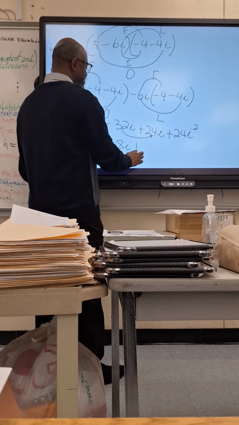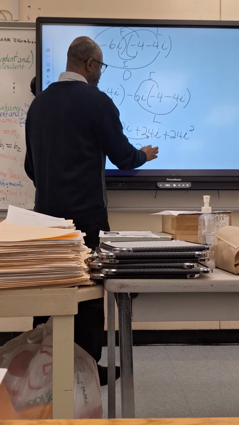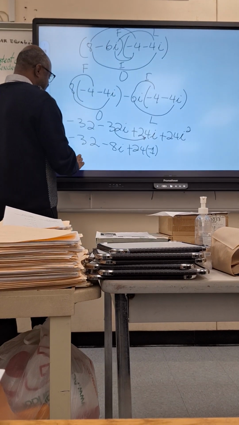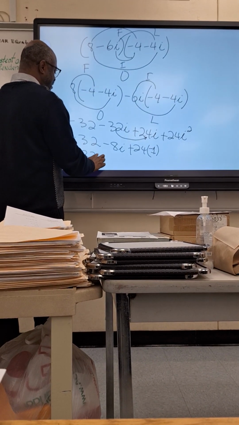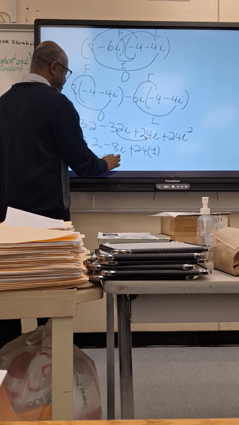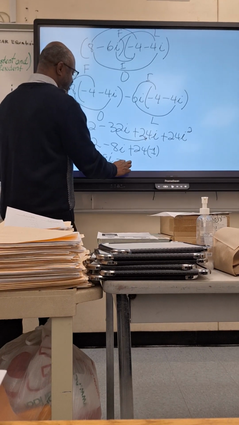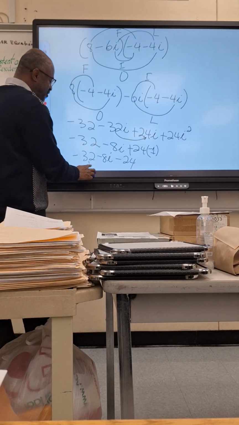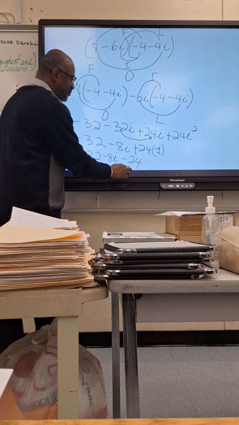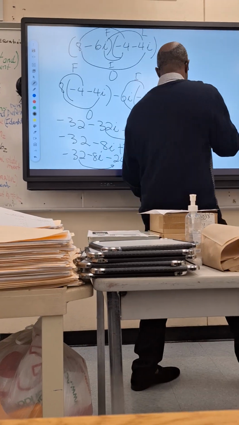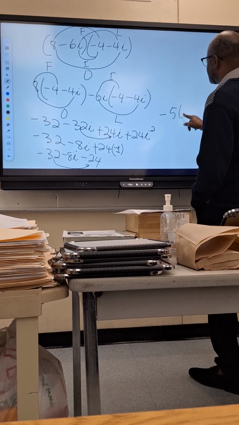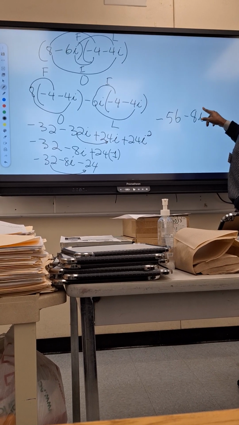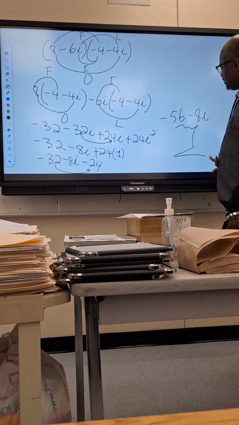Now we have a positive 24 times negative 1. So we'll have negative 32 minus 8i minus 24. We simplify one more time. Those are like terms. That will give you negative 56 minus 8i. And you're done.